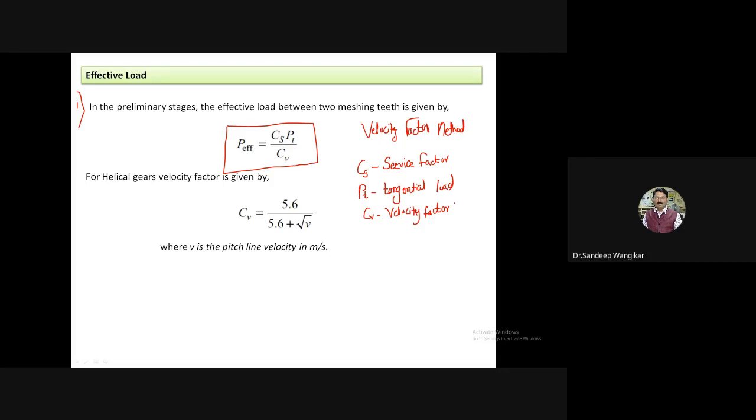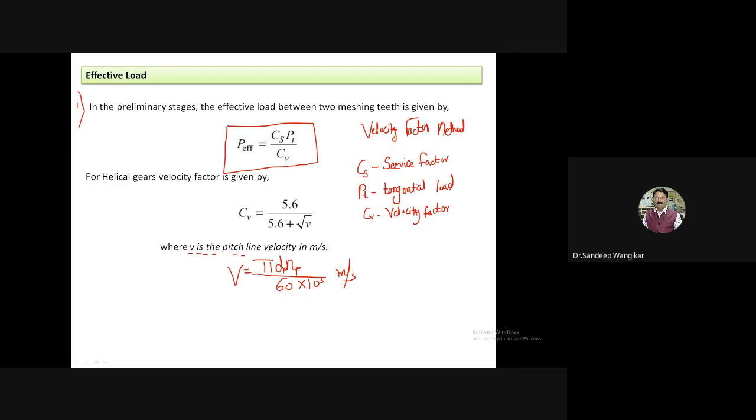I will say the formula for V, the pitch line velocity. We can calculate V by pi d n. If you say dp np for pinion, divided by 60 into 10 raised to 3, you will get the answer in meter per second. So this is the formula for V, pitch line velocity.